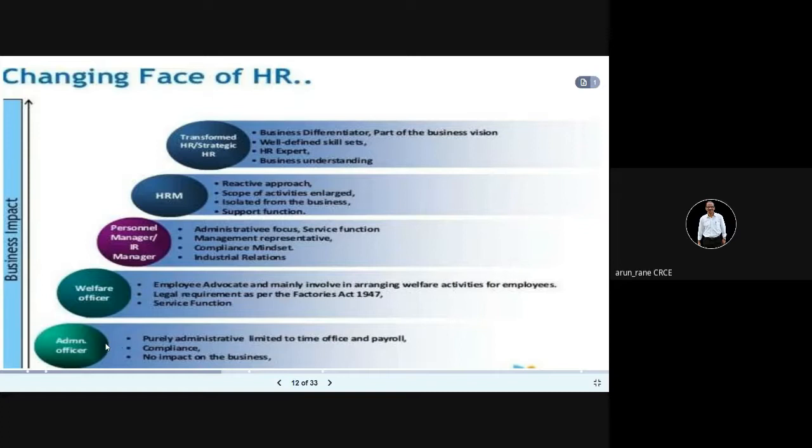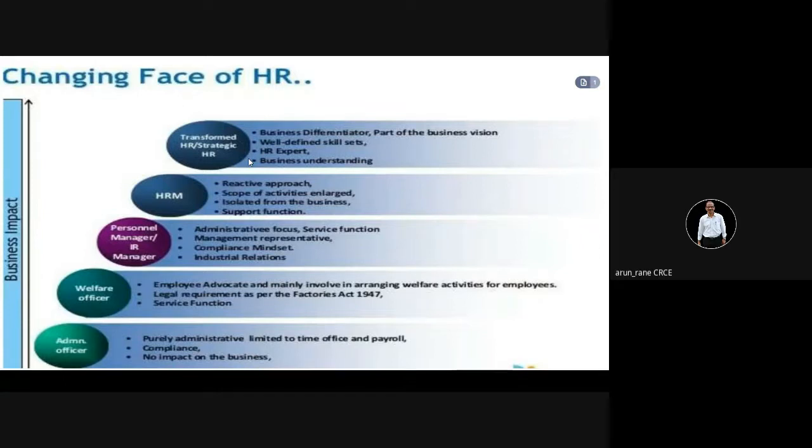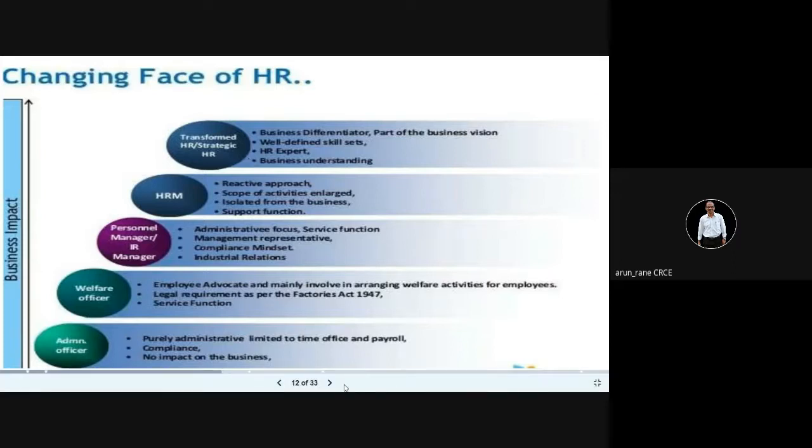Right from administration officer, welfare officer, personal manager, industrial relation manager to HRM, and finally transformed HR and strategic agent. So you have HR experts here. They have clear business understanding, clear business differentiator. They have vision, and well-defined skill sets.